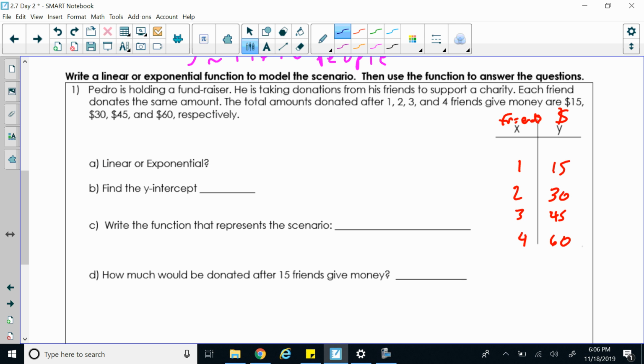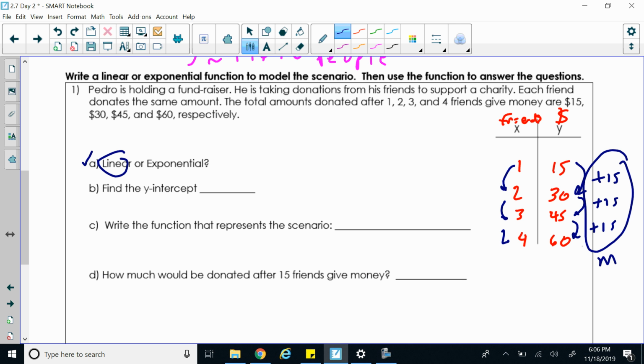All right. So first we have to determine, is it linear or exponential? What is happening to our y's? Are they multiplying or are they adding? Well, it's adding by 15, adding by 15, adding by 15, and our x values are going up by 1, which is fine. So if we're adding by 15, this is your slope, which means it's linear. We know our m is going to be 15, so y equals 15x.